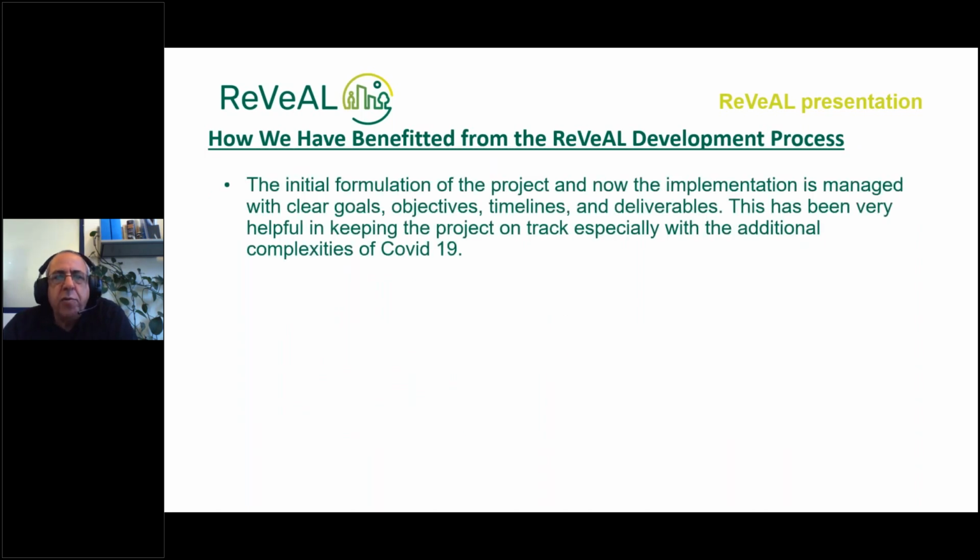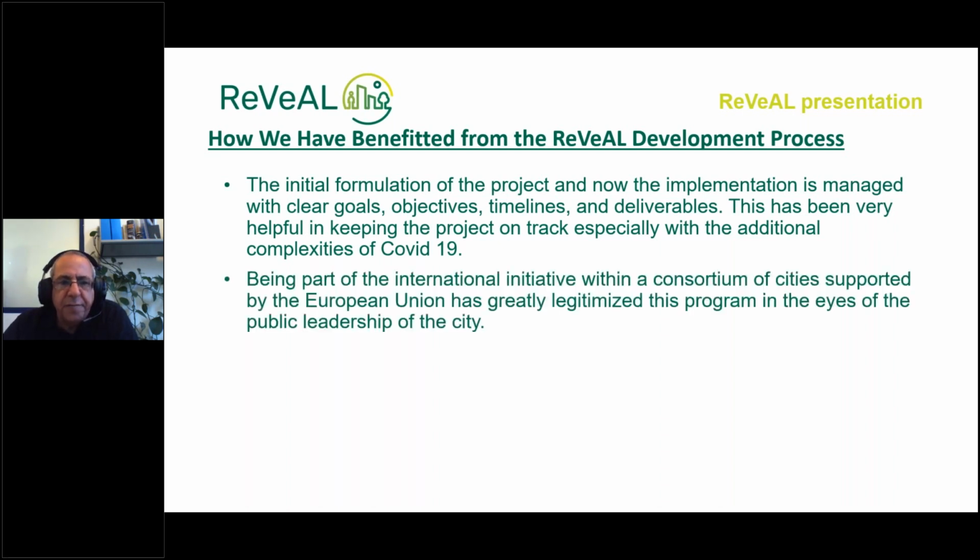The initial formulation of the project and now the implementation is managed with clear goals, objectives, timelines, and deliverables. This has been very helpful in keeping the project on track, especially with the additional complexities of COVID-19. Being part of the international initiative within a consortium of cities supported by the European Union has greatly legitimized this program in the eyes of the public leadership of the city.